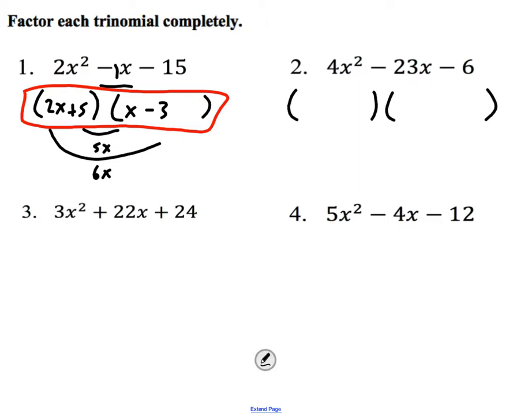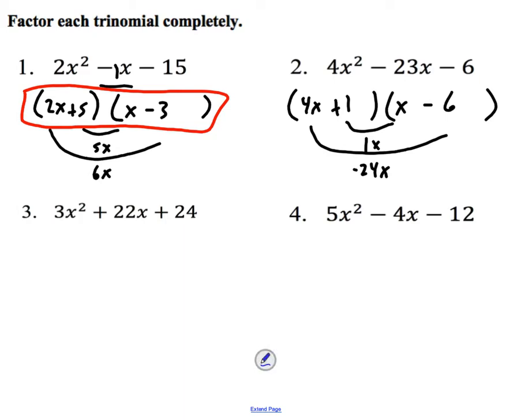What multiplies to give us a 4x squared? It's 4x and x. What multiplies to give us a negative 6? This is a positive 1 and a minus 6. You check your inners and outers here. A 1x minus a 24x would indeed give us a negative 23x.